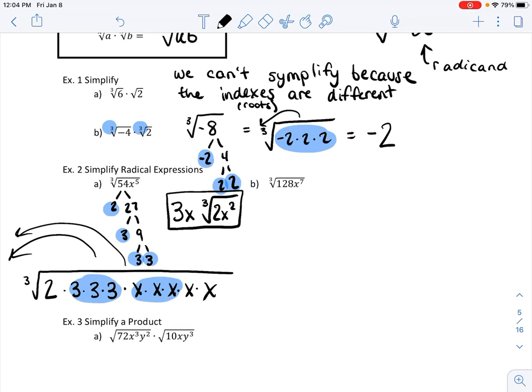Okay? Same thing as we did yesterday. Hopefully it's not too hard. We're getting the hang of it. It's just kind of a tedious, long process. Part B, gonna do the same thing.